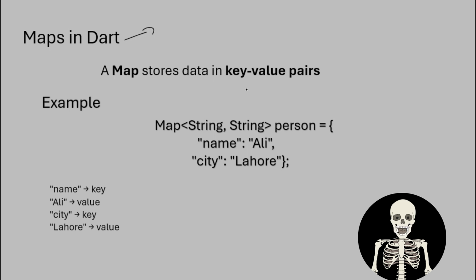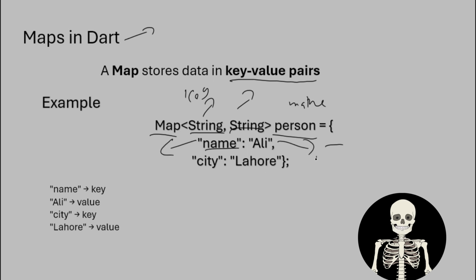So what is a map? A map is also a kind of data type or variable, but it stores values in key-value pairs. First is Map, and after that we write String, which is the data type of the key. After that comes the data type of the value, and after that we write the name of the map. In the brackets we describe the key and the value. So every key has its own value.